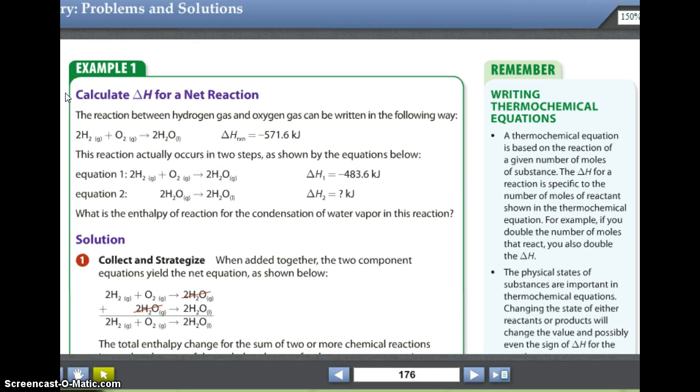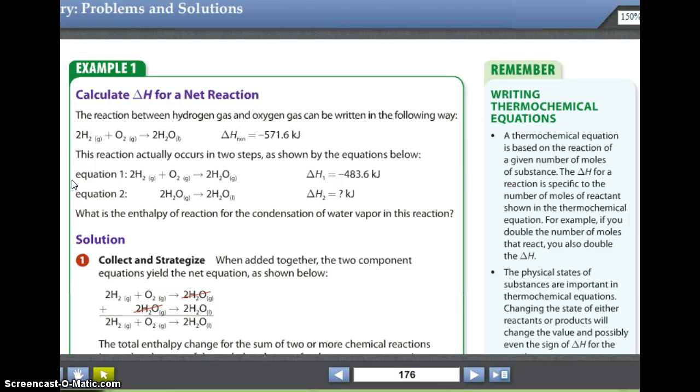Example 1, calculate delta H for a net reaction. The reaction between hydrogen gas and oxygen gas can be written in the following way: 2 molecules of hydrogen gas plus 1 molecule of oxygen gas yields 2 molecules of liquid water. The delta H of the reaction is negative 571.6 kilojoules. This reaction actually occurs in 2 steps, as shown by the chemical equations.